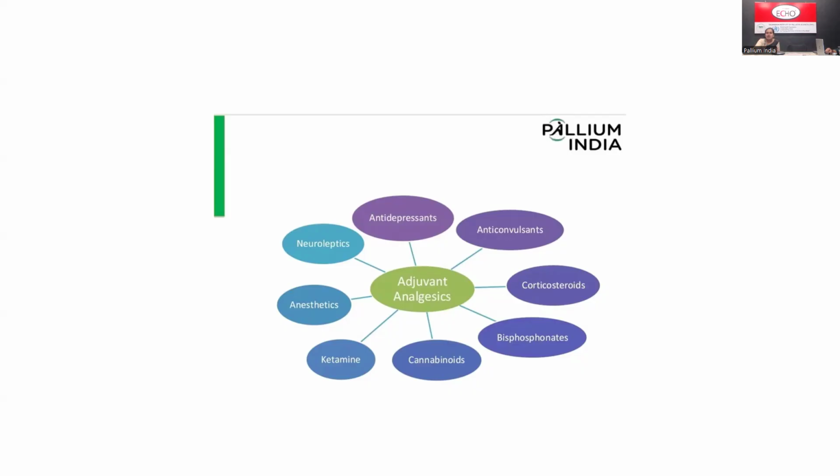Here, if we are starting an opioid, we will do the follow-up within 48 to 72 hours. Strong opioids, if we are starting morphine, we will definitely follow up within 72 hours. We will ask whether the patient is having adequate pain relief, whether there is an increase in sedation, or any other side effect like that.